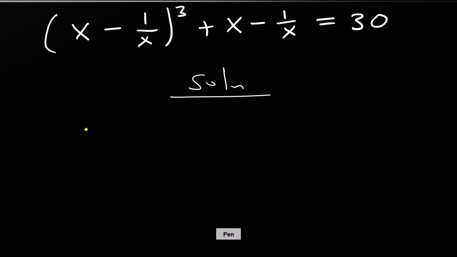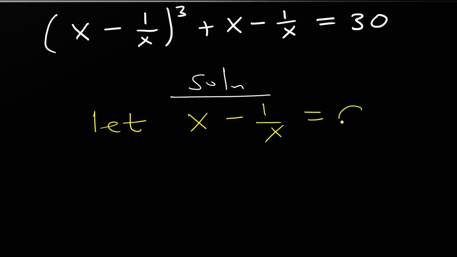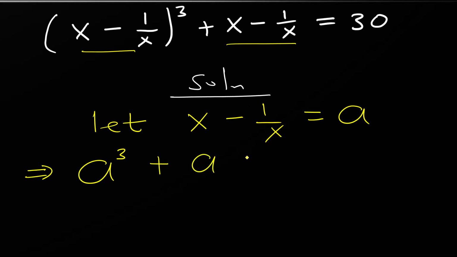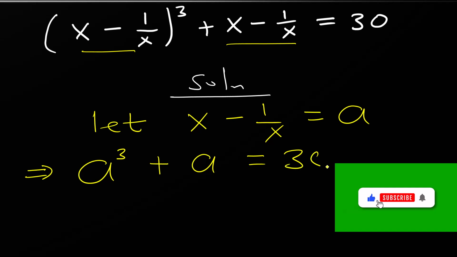So from here, let x - 1/x be a. Going back, I'll plug in a here and do the same here. So that will be a, and don't forget the power, a cubed, plus a equals 30. Now let's arrange this.